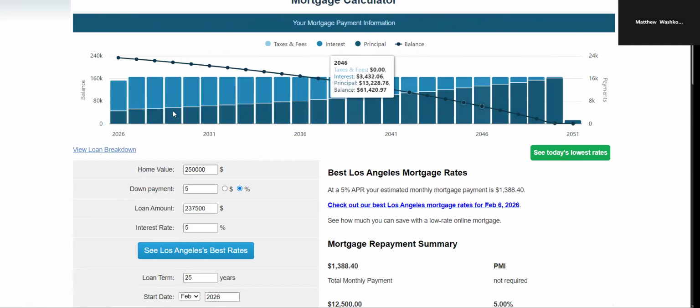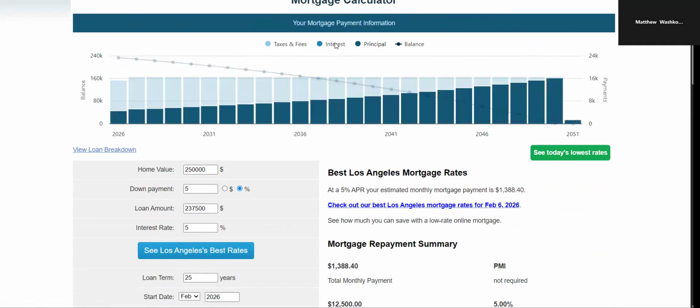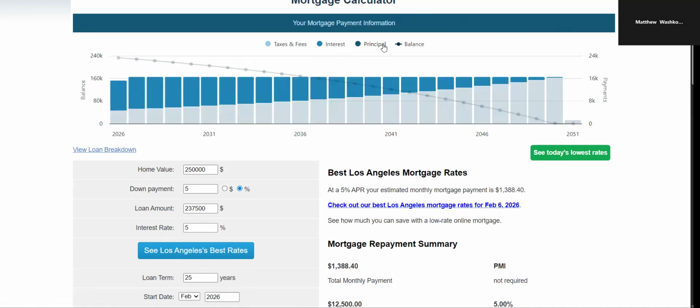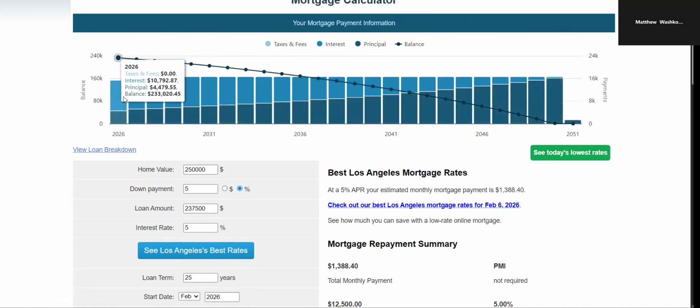for each year, it's showing how much of my money goes to my principal, which is that part, and how much goes to my interest. So it shows that stuff there. Obviously, as we've talked about, at the start of the loan, more of the money goes towards the interest. Towards the end of the loan, more of the money goes towards the principal.